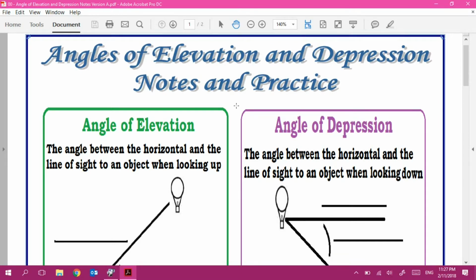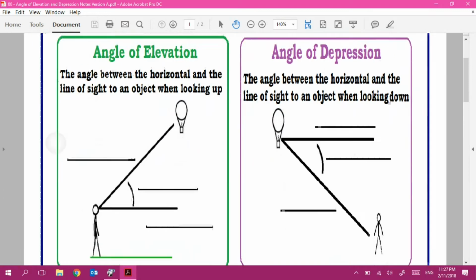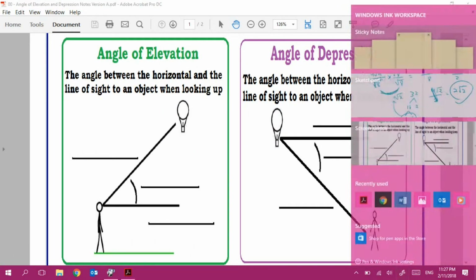Okay, anyways, so today we're gonna be learning about angles of elevation and depression. This is the last part before we do our testing. So this is the last topic we need to know. Angles of elevation and depression. So let's take a look at angle of elevation and angle of depression. What does that even mean?